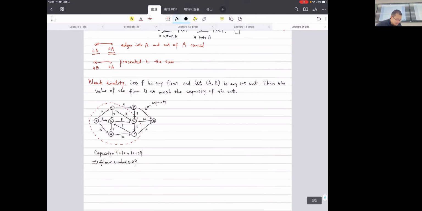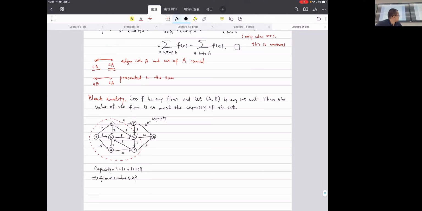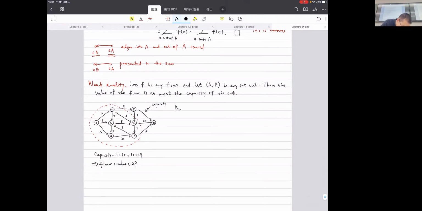The next thing we are going to show is the weak duality. As long as we have a flow and an s-t cut, the value of the flow is at most the capacity of the cut. For instance, if you are clever enough, you might figure out a cut whose capacity is decently small. In this example, the capacity of this cut is 29. Due to the weak duality result, we can imply that the flow value is smaller than 29. So let's prove the weak duality.